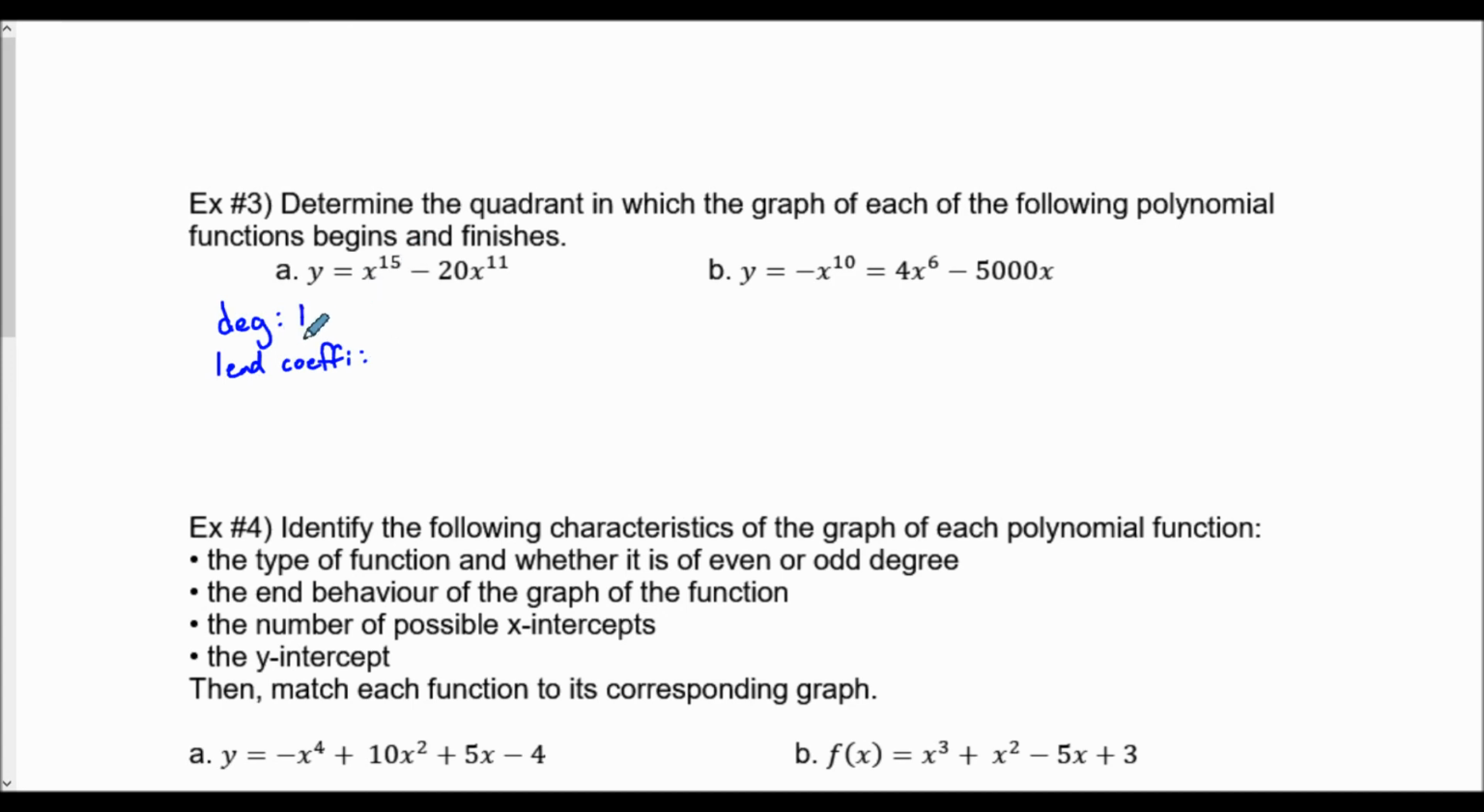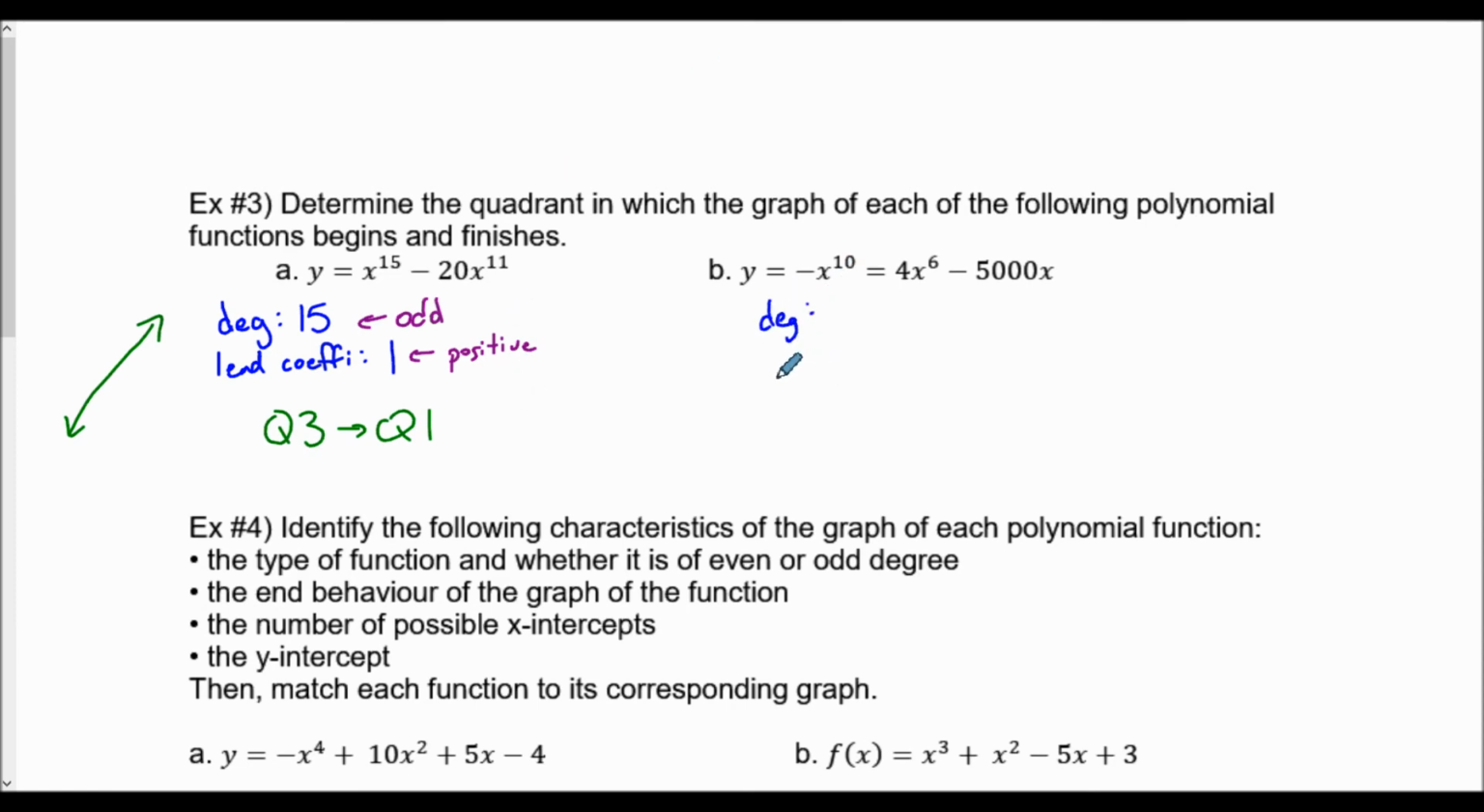The degree here is 15. The leading coefficient is 1. More specifically, the degree is odd. The leading coefficient is positive. If you have an odd positive, you have to think of a line. Well, a positive line looks like that, which means it's going to start in quadrant 3 and end in quadrant 1.